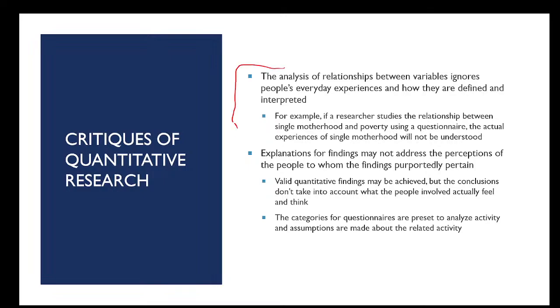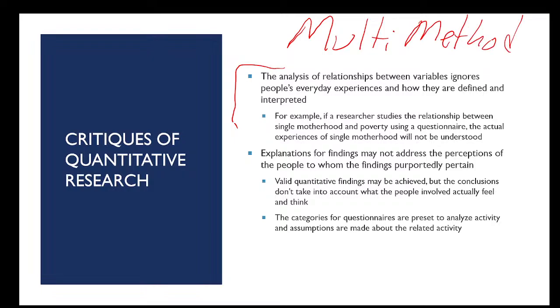Just analyzing the relationship of variables obviously reduces people's experiences to numbers, but doesn't tell you anything about how people interpret them, which is why, like I said, almost all the really good research, I think, is multi-method, where we get the qual and quant, and that's why we see so much of it now.